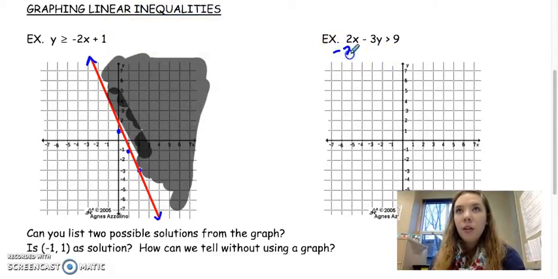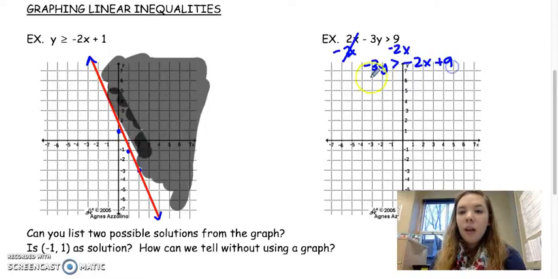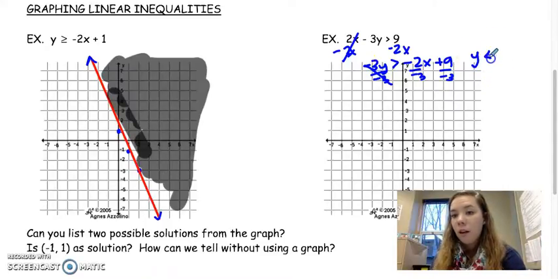Okay, this next example, I need to isolate y first. So I'm going to subtract 2x from both sides. And then everything gets divided by negative 3, which means I'm going to flip my sign. So now I have y is greater than, or I'm sorry, it was greater than, now it's a less than 2/3 x minus 3. So I'm going to start at negative 3, then up 2/3.